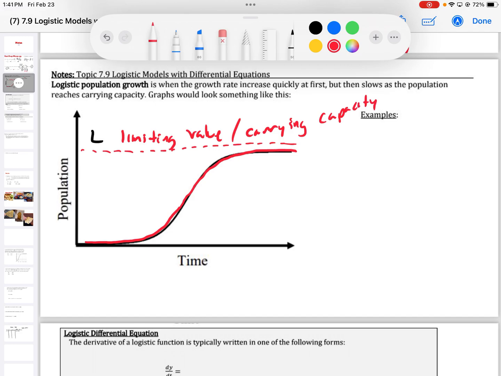But there's only so many fish that can live in that pond. They don't have room to swim. They don't have enough food to eat. There's a limit to it. But notice over time, the population is increasing the whole time, right? But right here, the population is growing faster than it did right here. It's still growing, but not as fast.